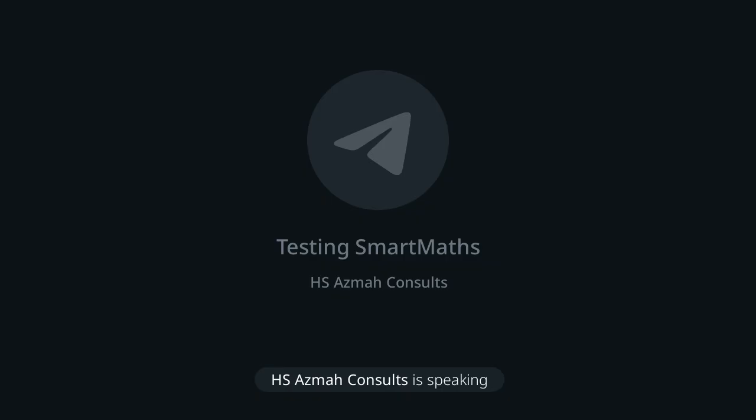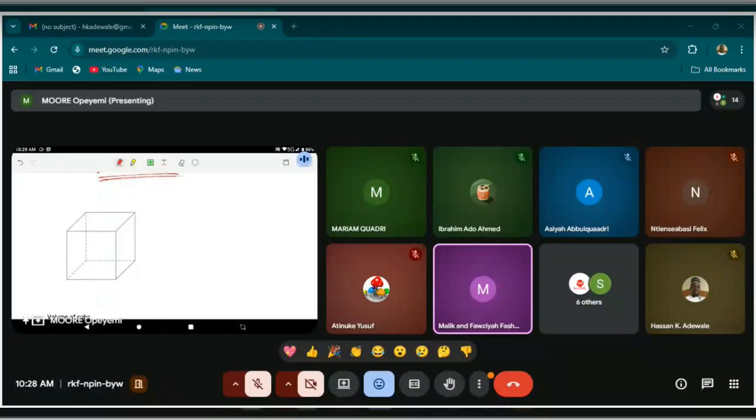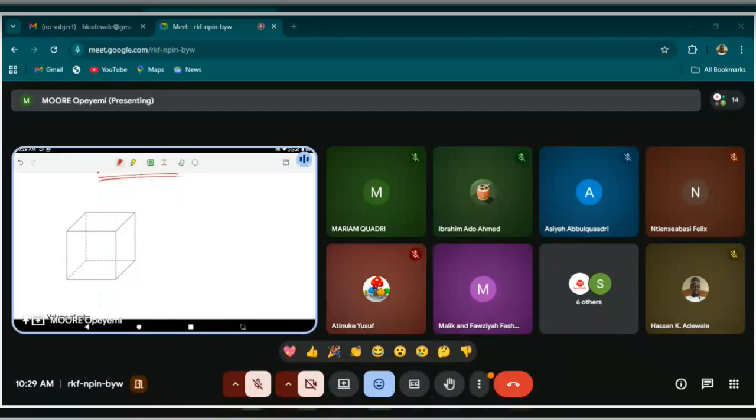It has 6 sides. How many edges can we bring out from a cube? 8. Which one is 12? Well done. Which one is 8? Which one is 12? Vertices are 12 and the edges are 8.